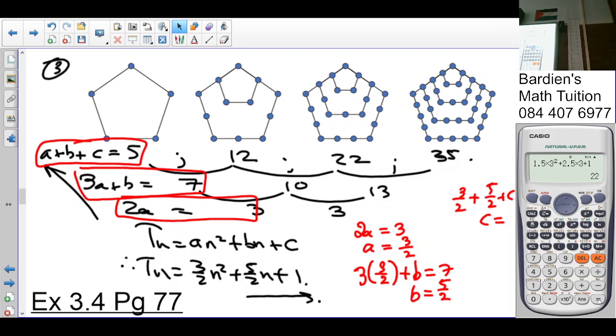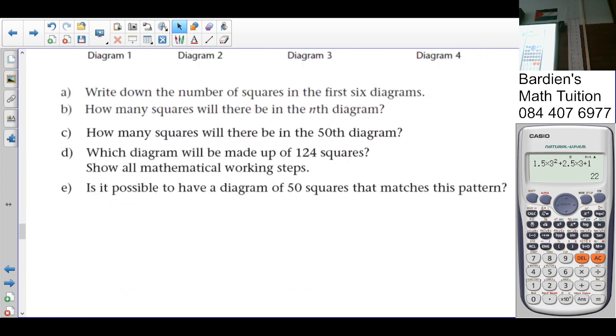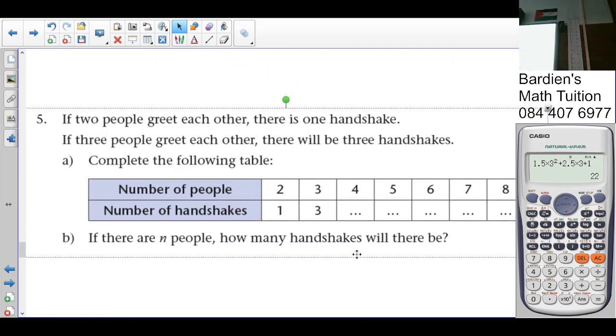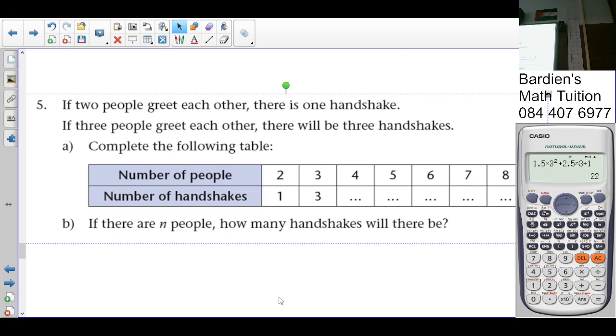Okay, any other confusion here, people? The homework is the rest of this exercise, which is number 4 and number 5. It's the remaining sums of this exercise. We'd like you guys to do it for tomorrow. Okay. I'll stop the video at this point.